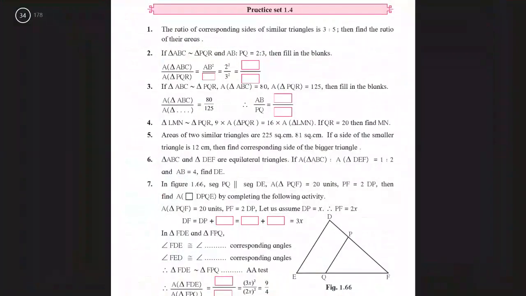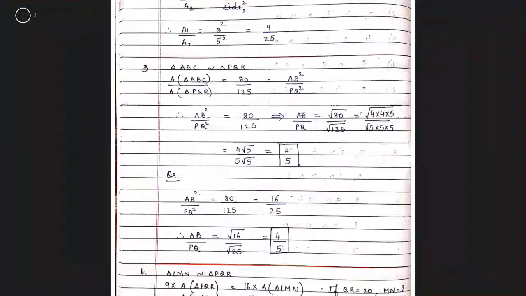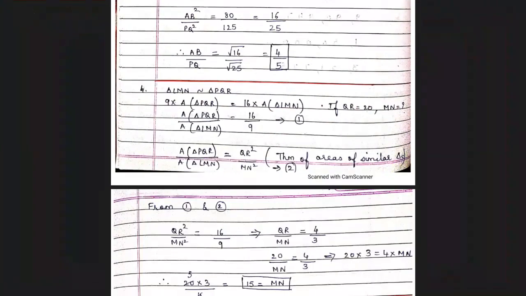Question number 4. You are given triangle LMN similar to triangle PQR. 9 into area of triangle PQR equal to 16 into area of triangle LMN. If QR is 20, find MN. This is your question. So, question number 4. You are given triangle LMN similar to triangle PQR. 9 into area of triangle PQR is 16 into area of triangle LMN.